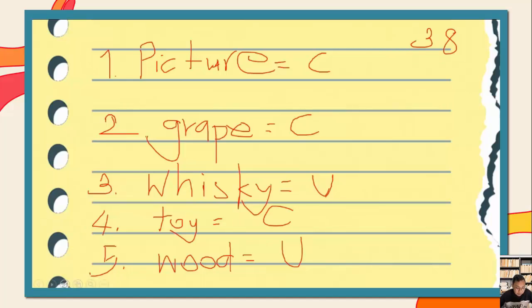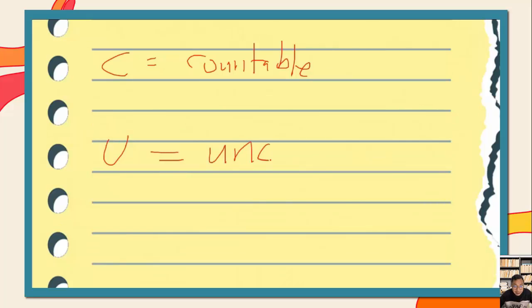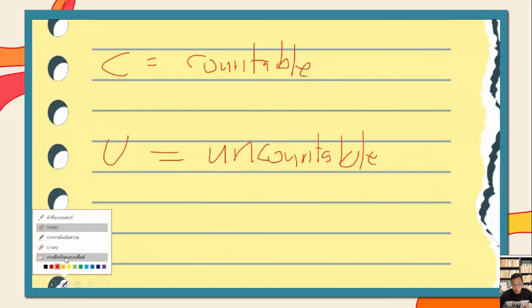You just write down, in front of the vocabulary, C for countable noun. Okay? And you just write U for uncountable noun. Okay? Do you understand countable and uncountable noun? Yes or no?